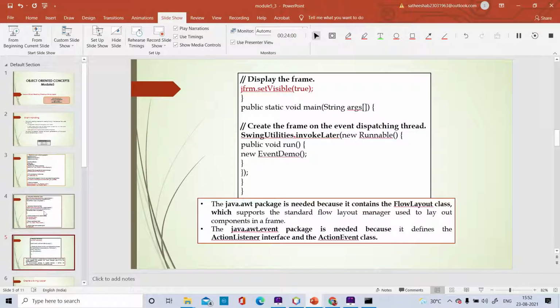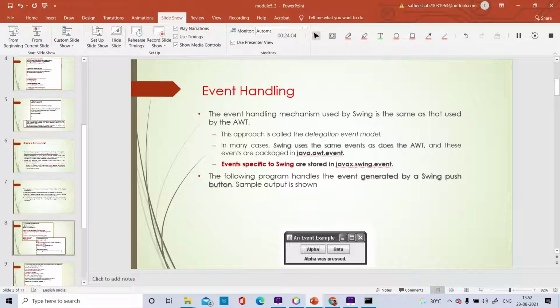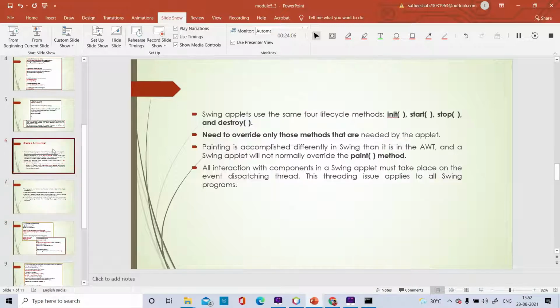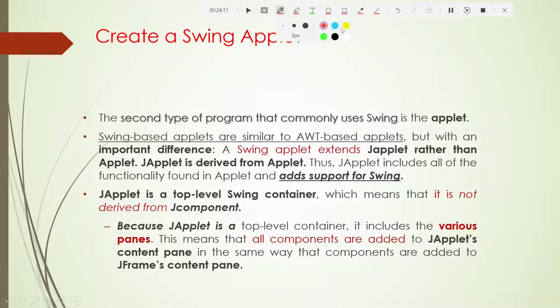So the first one was event handling, and the program we have already seen. Next is the applet code. Our next concept is creating a Swing applet. The second type of program that commonly uses Swing is the applet. Swing based applets are similar to AWT based applets.